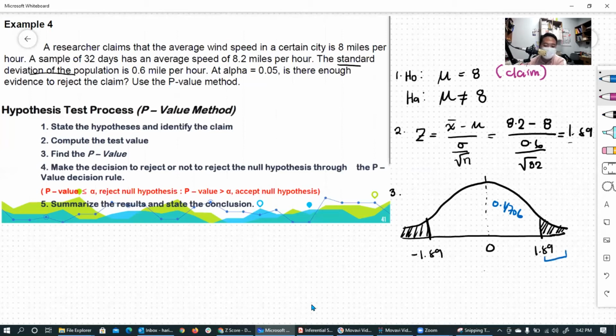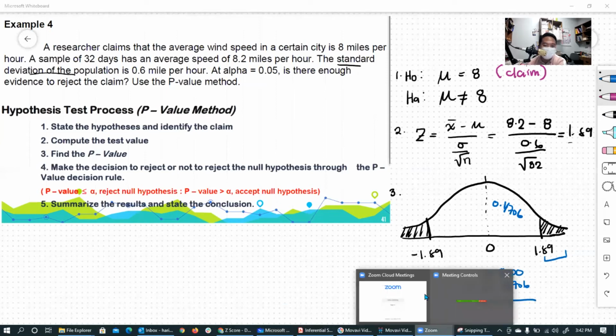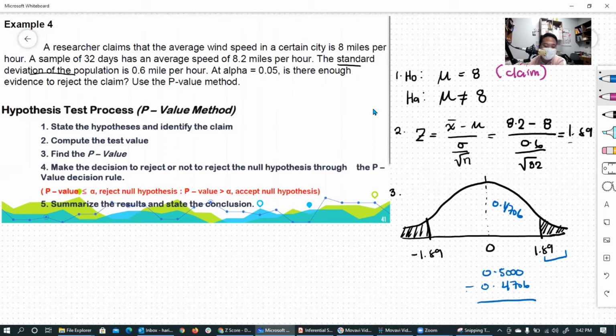Simple. 0.5000 minus 0.4706. Pila na, guys? Okay, calculator lagi din. Okay, very good. That's 0.0294. This is the area, anak. 0.0294. Ang area, guys, always positive ng area, ha? Again, area, there's no such thing as negative area.